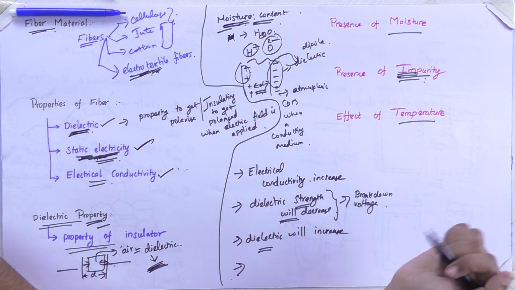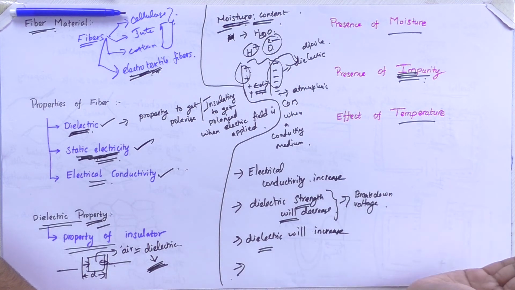If there are any impurities present in the material, what happens? The impurity will cause the flow of current. If the impurity is a conducting material, it will allow electrons to flow through it, and then the material may conduct. This is also a severe problem we have to notice.